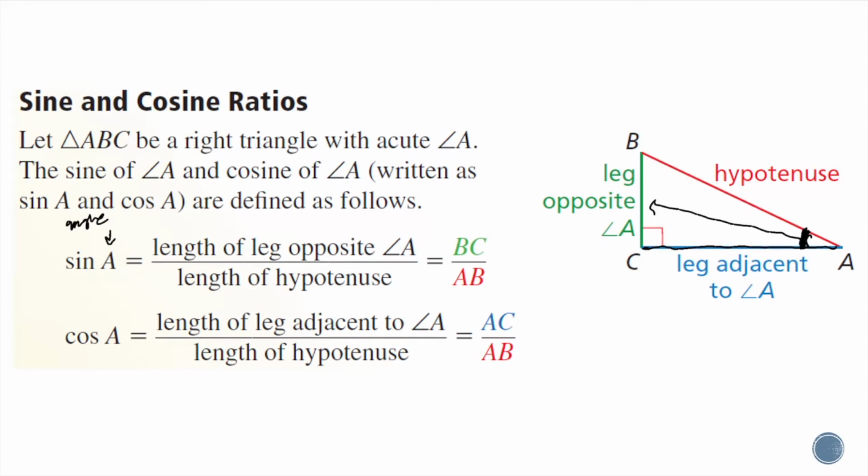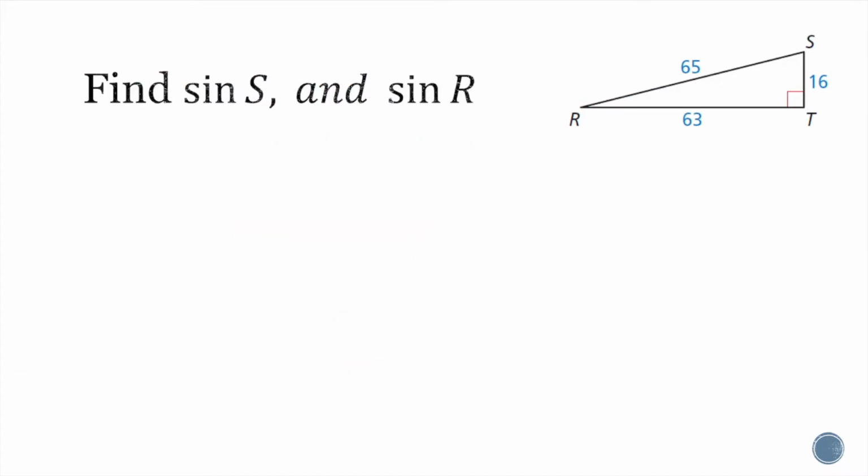So sine of A is the opposite divided by the hypotenuse. While cosine is the adjacent divided by the hypotenuse. Let's take a look at a few examples so that we can discuss this a little further. So find sine of S and sine of R. So before I begin, I want to identify the hypotenuse, adjacent, and opposite side.